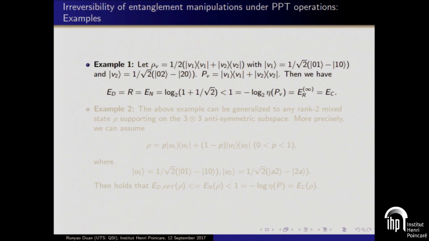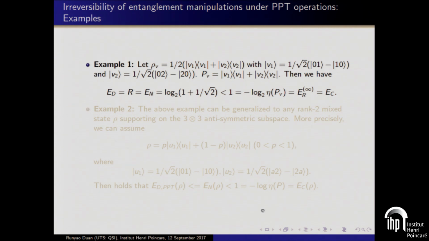If we just consider the uniform mixture of two states, these two states are 3 by 3, but on this anti-symmetric space. So here you see V1 is just 0, 1, minus 1, 0. So this is the anti-symmetric state. And also we have another state 0, 2, minus 2, 0. So this is a clearly very simple state. For this very simple state, we can calculate this logarithmic negativity, and we find it's just equal to log 2 of 1 plus 1 over square root of 2.